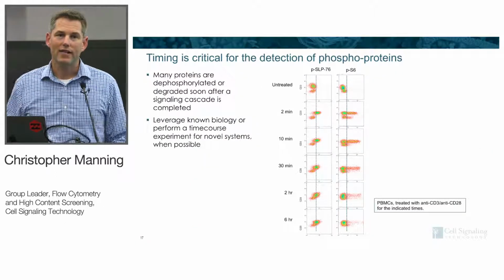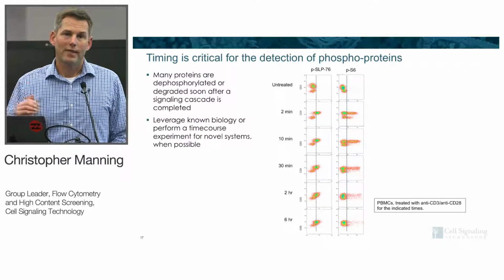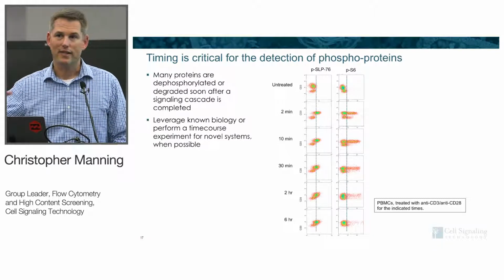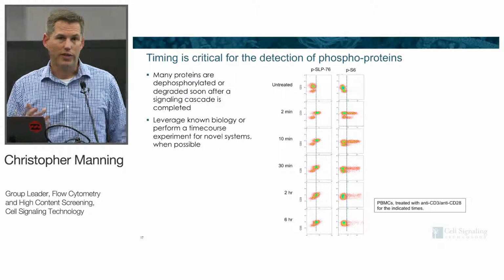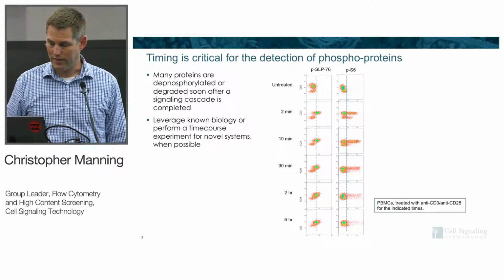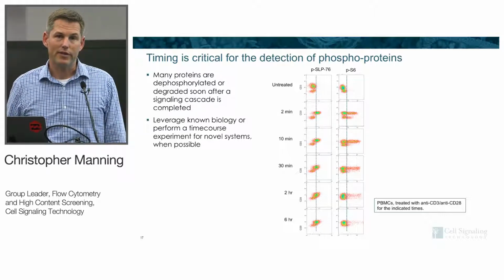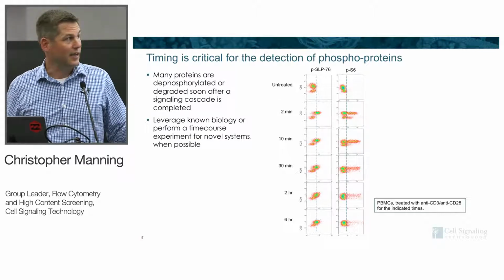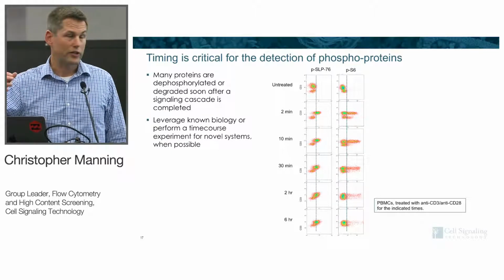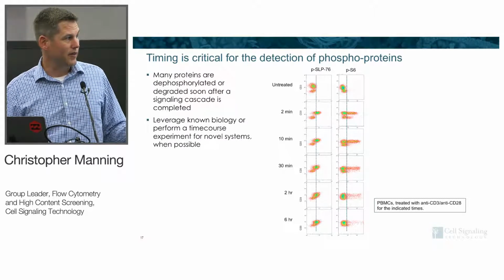Okay, so when you're validating these antibodies, or when you're testing them, if you say, this isn't working in my assay, understand that phosphorylation events are temporal. So unlike detecting total protein levels, this is going to change through time, and some events can be degraded very quickly after that cascade is complete. So what I'm showing here are data for PBMCs treated with anti-CD3, CD28 for the times that I'm indicating here. You can see that SLP76, which is an indication of T-cell activation, is up within 2 minutes, and by 30 minutes is already decreasing.